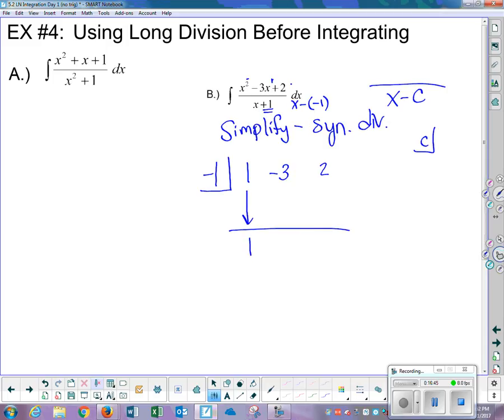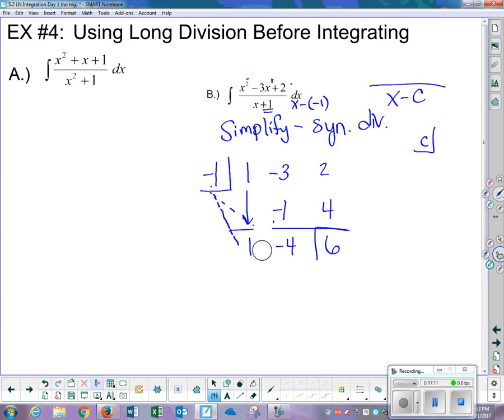Start the ball rolling by bringing down that 1, and then we go into multiplication mode. -1 times 1 gives me -1. Then I add, gives me -4. Now I'm back to multiplying. -1 times -4 gives me +4. And then I'm adding, and I get a remainder of 6.